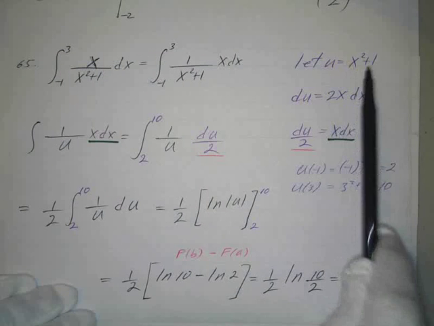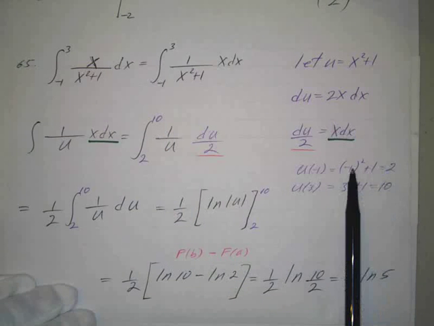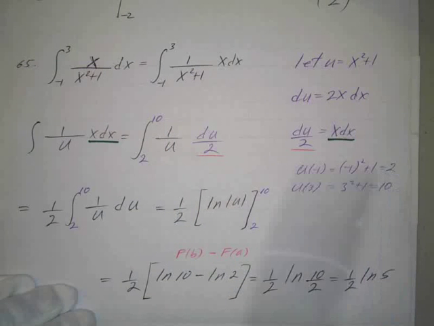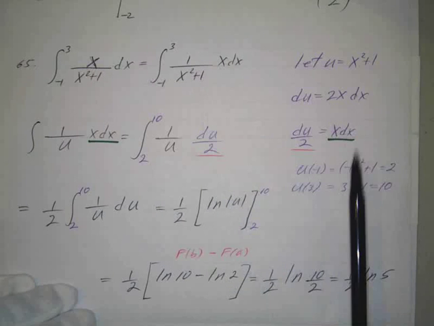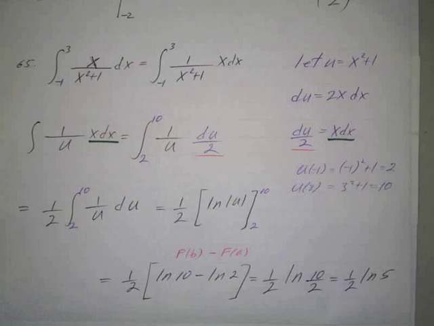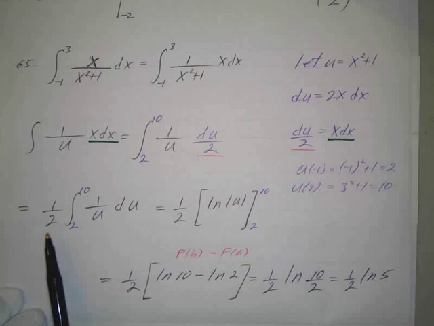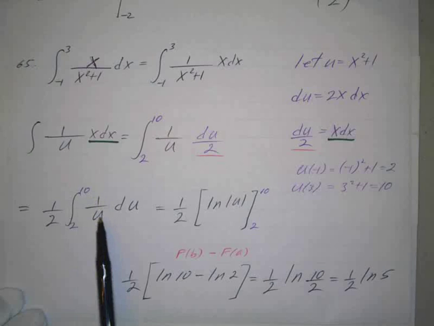I also have to change my limits, and u equals x squared plus 1. So -1 squared plus 1 is just 1 plus 1 is 2. And 3 squared plus 1 is 9 plus 1 is 10. So those are my new limits. I can take the 2 in the bottom and put it in the front, and here's what I have. 1/2 the integral from 2 to 10 of 1 over u du.